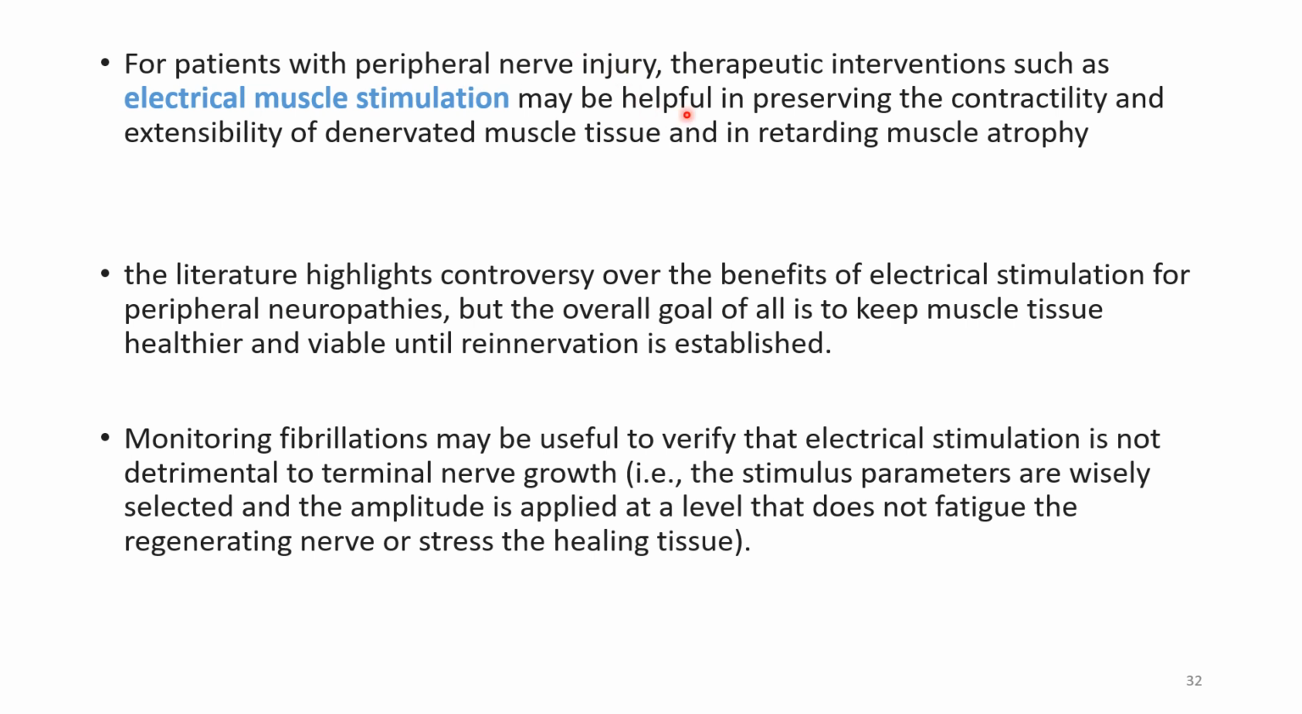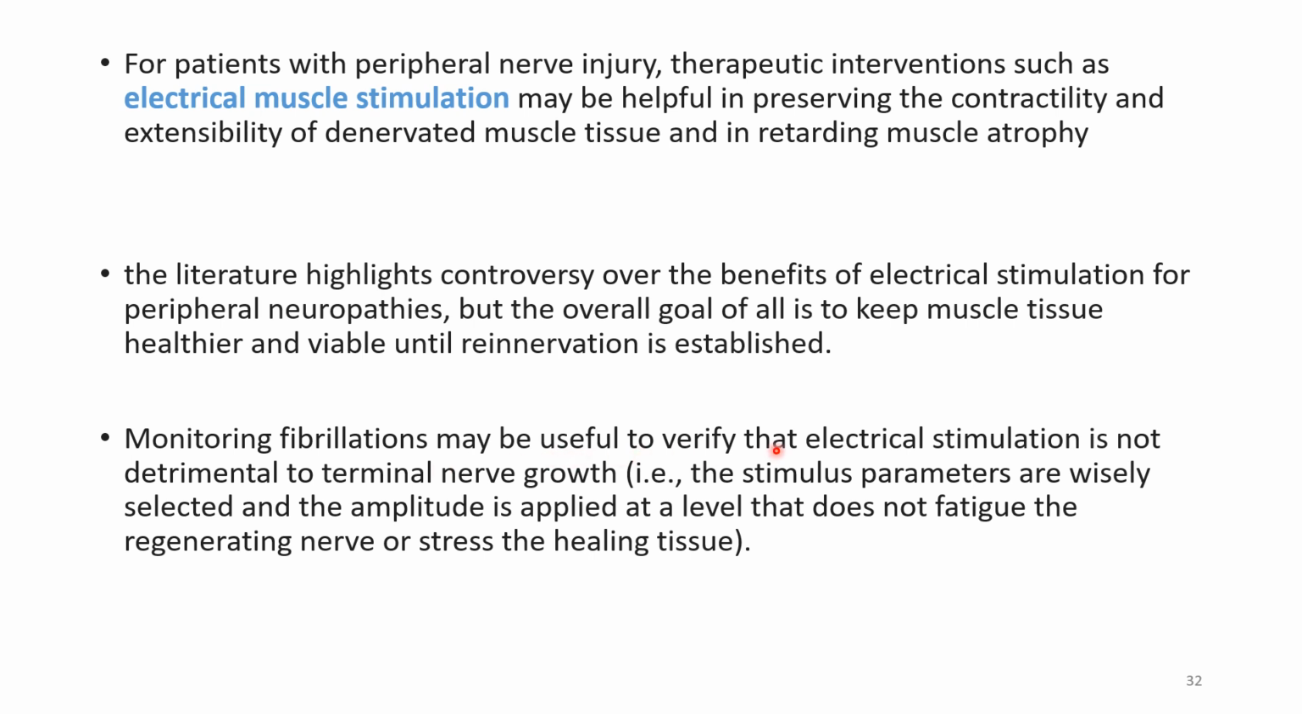For patients with peripheral nerve injury, therapeutic interventions such as electrical muscle stimulation may be helpful in preserving the contractility and extensibility of the denervated muscle tissue, and it will retard muscle atrophy also. But some literature highlights that there is controversy on the electrical stimulation given to the muscle because it has some adverse points also, but there are some benefits. So the benefits are more than the adverse effects. So the overall goal will be achieved, that is the muscle tissue will be healthier and viable until reinnervation is established.